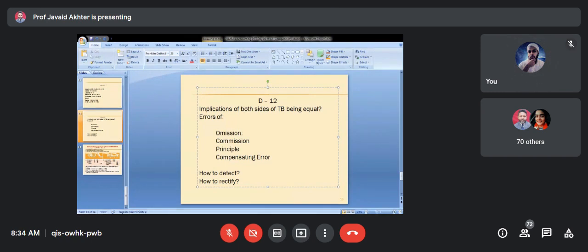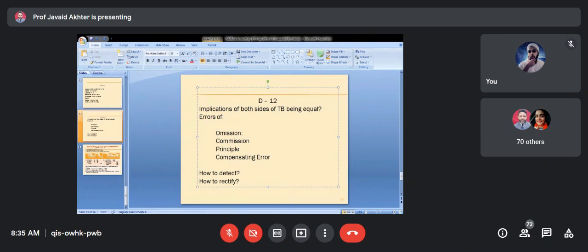Now, compensating error. Compensating error happens when an accountant commits two mistakes in such a way that one compensates the other. I'll give you an example. Suppose a transaction took place, an amount spent on refreshment. You made an entry, refreshment debit to cash account. In refreshment you have written 1000, but in cash account you have written 100.